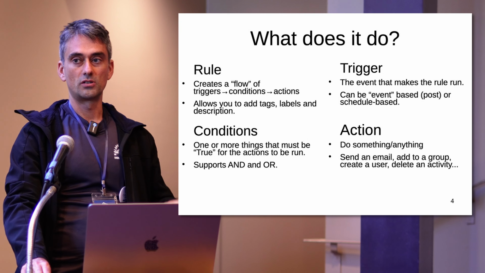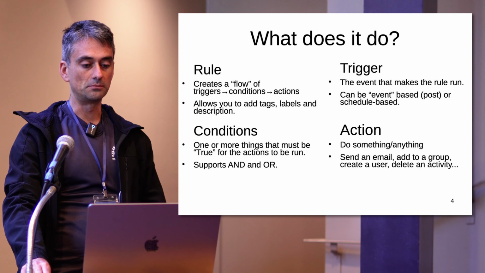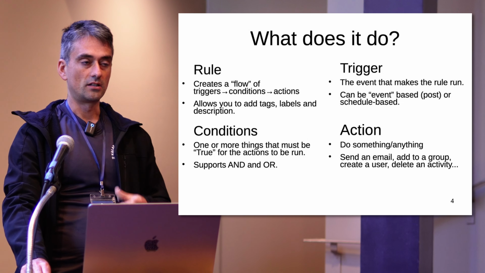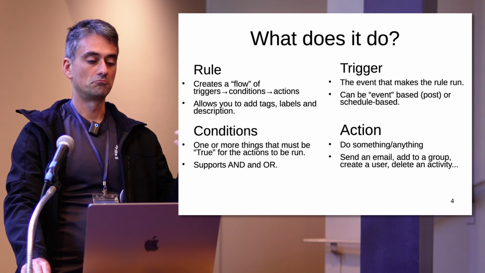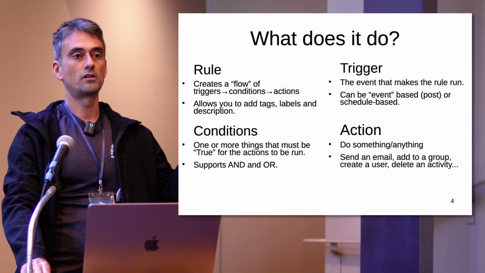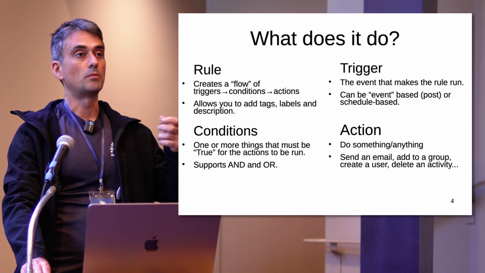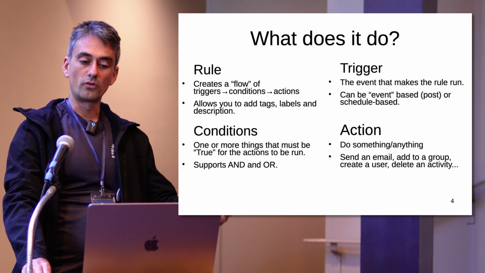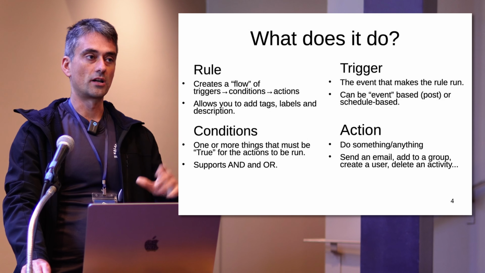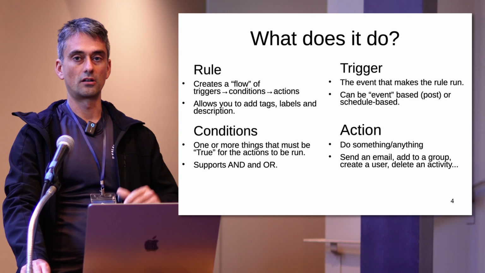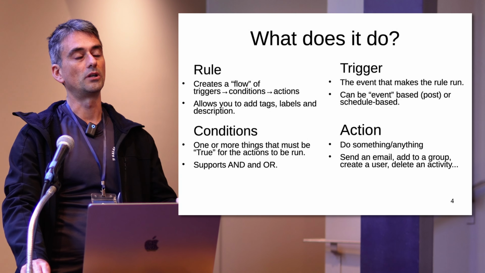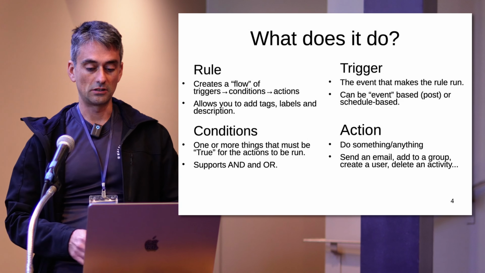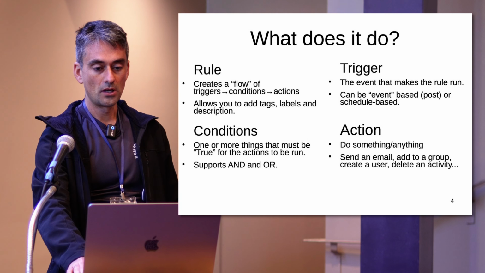Then you add in a bunch of conditions. It's one or more things that have got to be true for the actions to run. Supports and or, so you can say my contact has a phone number and the membership is of type general. And then we've got an action or one or more actions. So you can run a whole series of things that are going to happen. So it could be adding them to a group. It could be sending an email, creating a user, deleting an activity, updating an activity.